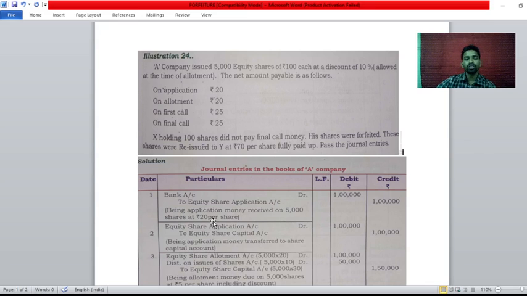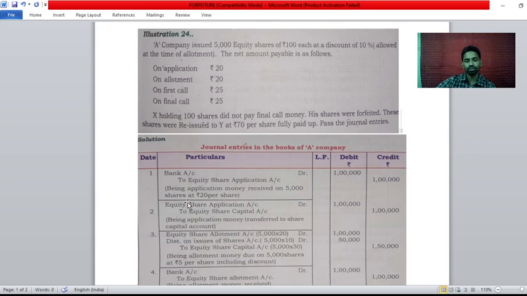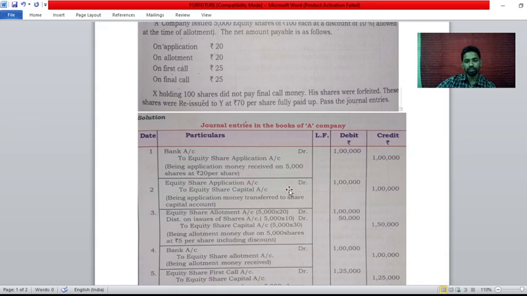Now this 1 lakh they are going to transfer to the share capital account. So what's the entry? Equity share application account debit rupees 1 lakh, to equity share capital account credit rupees 1 lakh, being application money transferred to share capital account.